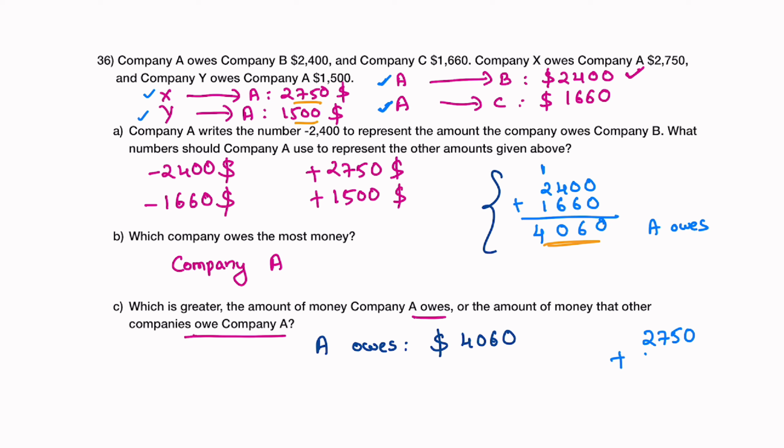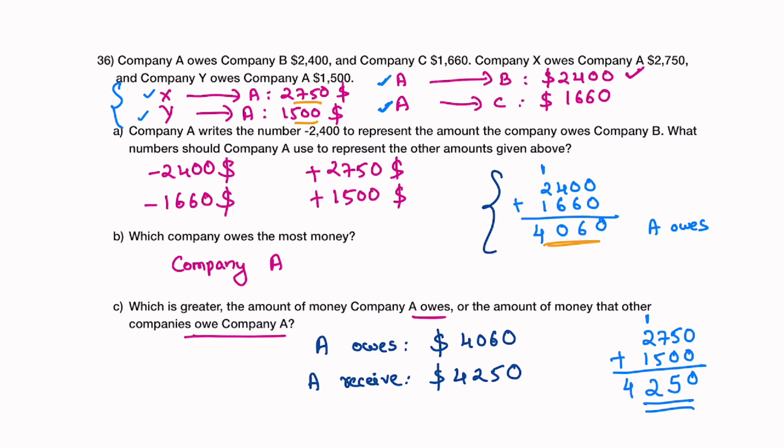So we say 2750 plus 1500. These are the two amounts, right? From company X and company Y. This is the information here that we have. So 0 plus 0 is 0, 5 plus 0 is 5, 7 plus 5 is 12, 2 here, 1 carry, 1 plus 2 is 3, 3 plus 1 is 4. So this is what company A is going to receive, right? How much is it going to receive? $4250.